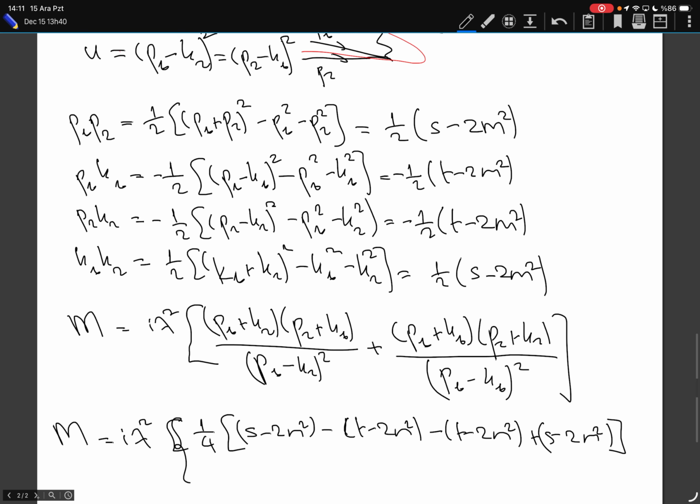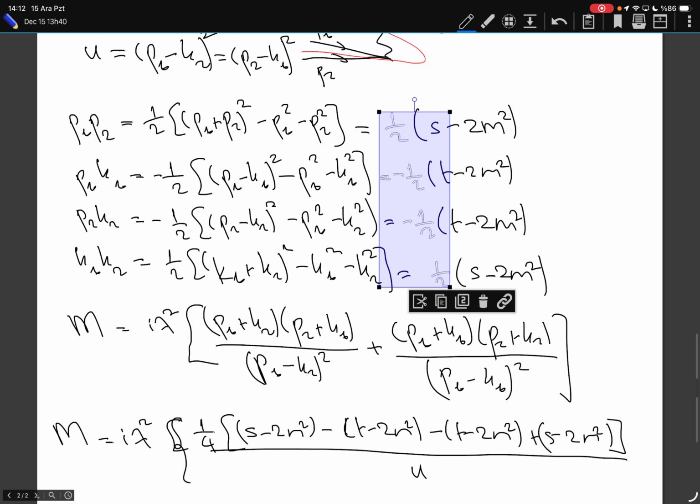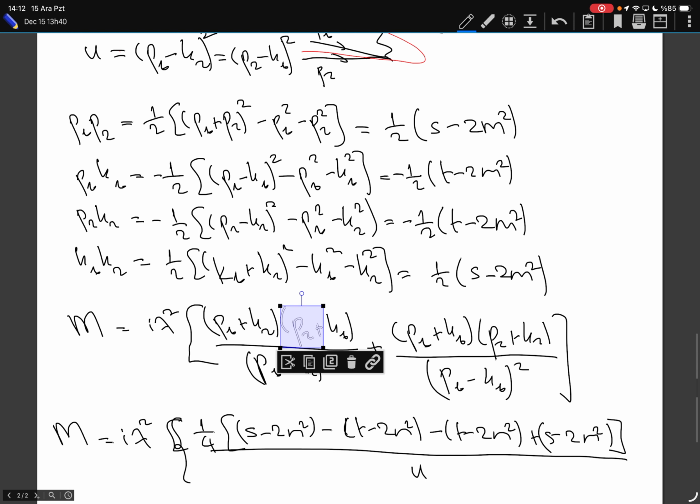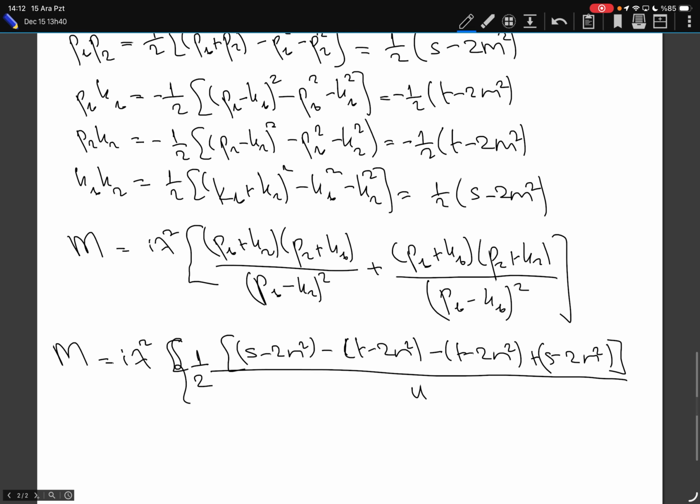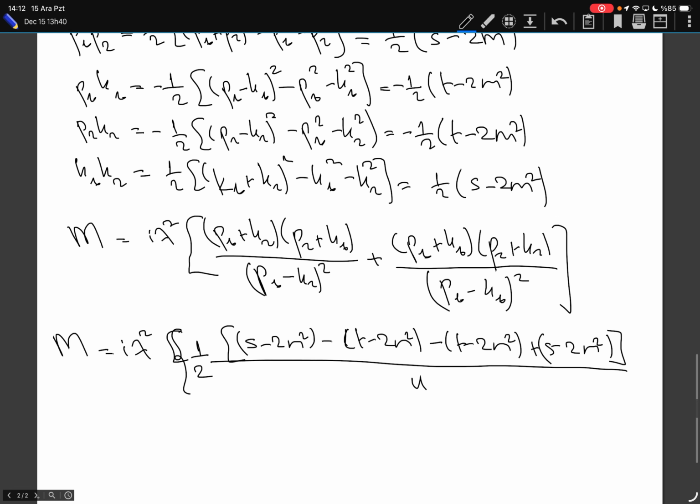Where does 1 over 4 come from? Hold on. Divided by P1 minus K2 squared is U. Well, you see, I have all these 1 over 2s. For example, when I multiply P1 and P2, I get 1 over 2 times something else. Oh, sorry, that is 1 over 2 only, not 1 over 4. Yeah, there is no 1 over 4. Yeah, sure. That's an overall 1 over 2. And then I have plus another 1 over 2.